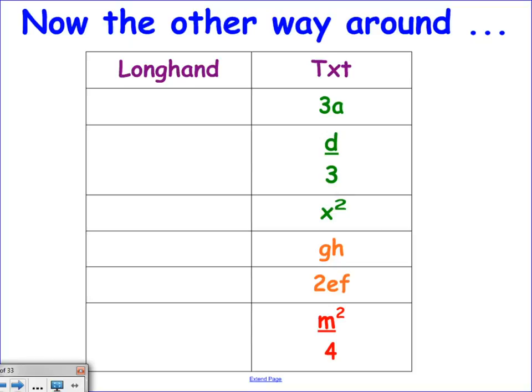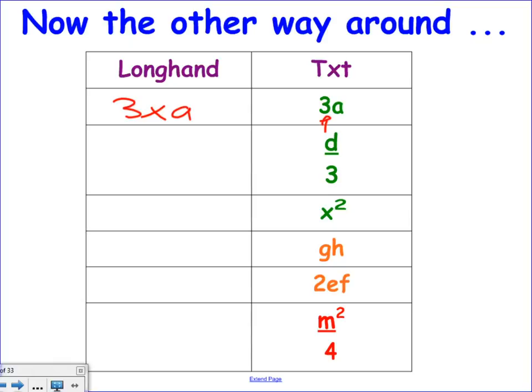So the first one, 3a. How could I put that into a calculator? A plus A plus A is technically right, but then if I said what's 25a, you go A plus A plus A plus A plus A. Obviously, there's a quicker way of doing it. It means 3 times A. The thing that's missing is a multiply sign. Remember text speed. We're just getting rid of multiplies and divides. That's all we do with text speed.